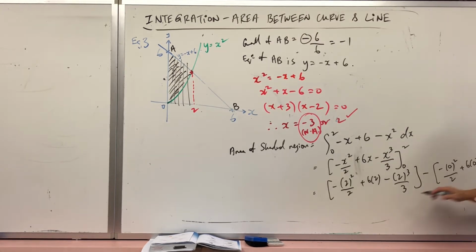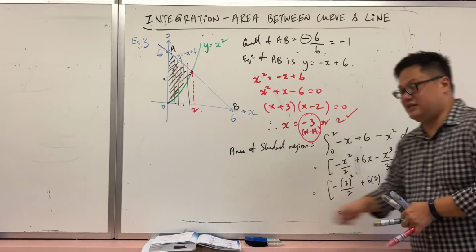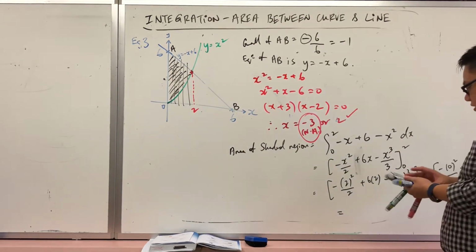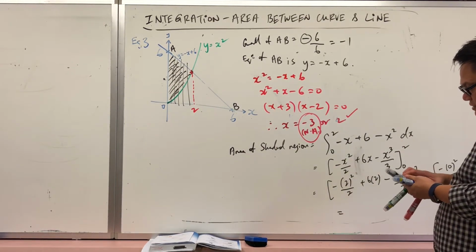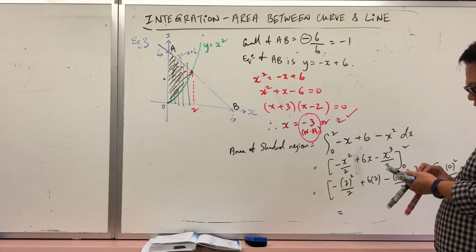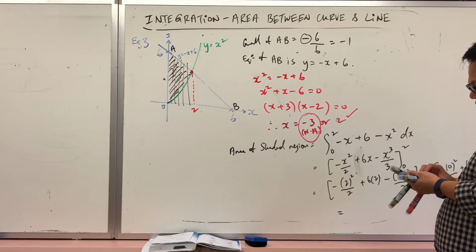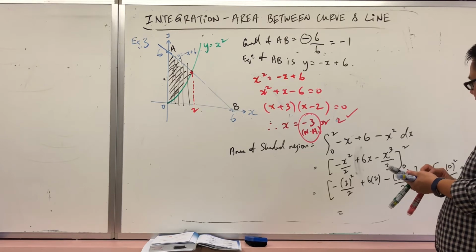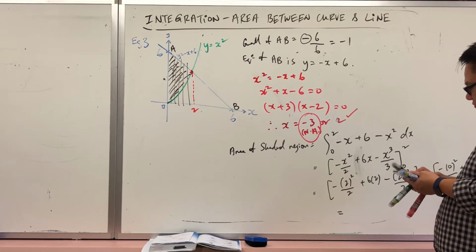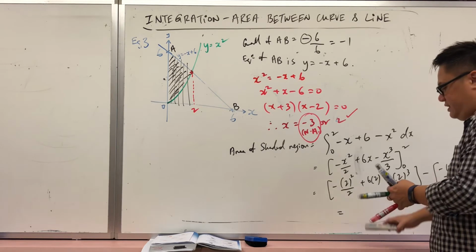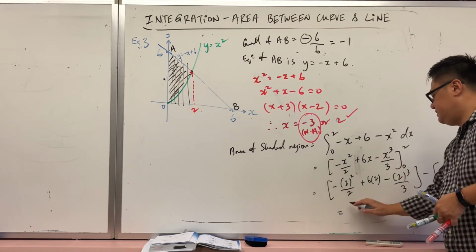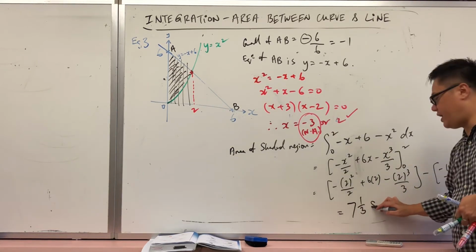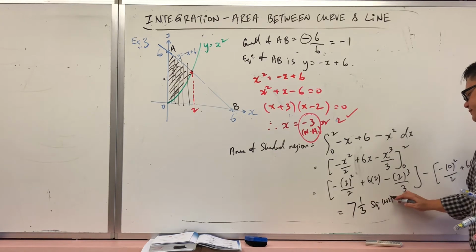Then punch your calculator. I show you I'm quite good at punching the calculator also. Minus 2 squared over 2 plus 6 times 2 minus 8 over 3. Oh, 7 and 1/3. So the area is 7 and 1/3 square units.